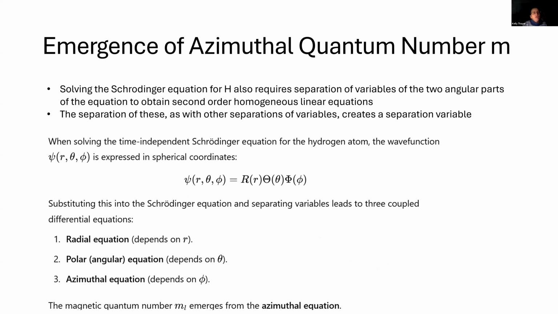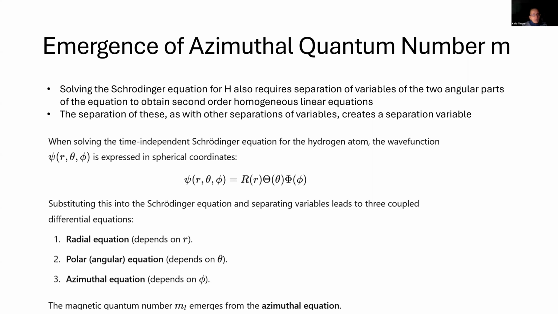So where does the magnetic quantum number come from? Solving the Schrödinger equation for H also requires separation of variables of the two angular parts of the equation to obtain a second order homogeneous linear equation. So we'll apply that same trick one more time. The separation of these, along with the other separation variables, is going to create a new separation variable. So in other words, when you solve this, you can have more than one separation variable. And this is just one example of that.